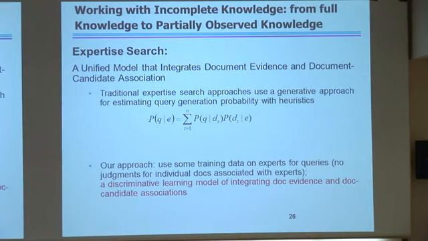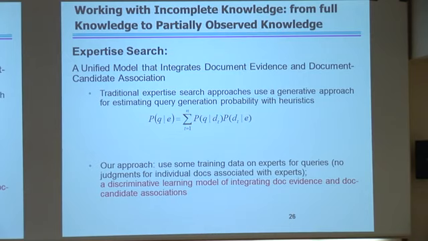The second thing is we want to consider incomplete knowledge in some real-world applications. For example, in expertise search, as we mentioned, for the training data we only know which expert is actually related to a topic, or is an expert in a topic. But we do not know which documents of this expert candidate actually show his expertise on this topic, which is also important. Therefore, we proposed a unified model that integrates the document evidence and the document candidate association.